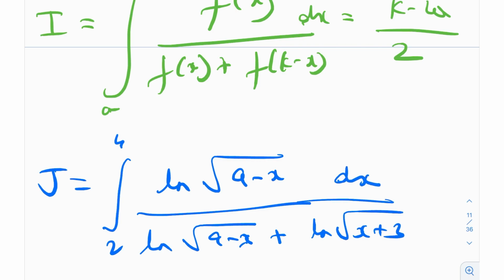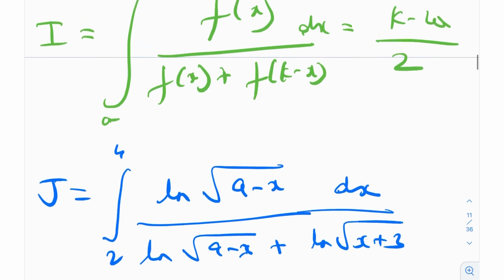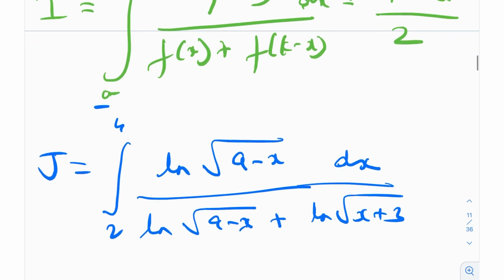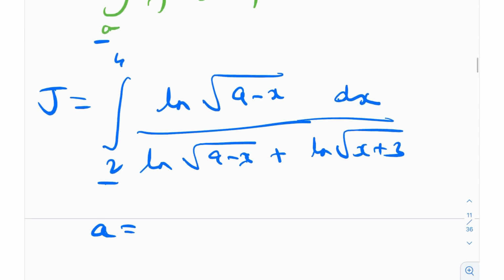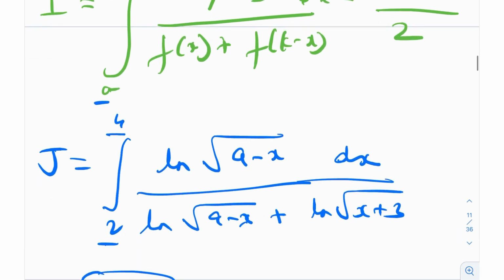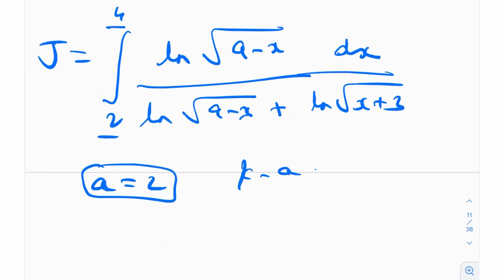Okay, very fascinating. Now, if J is basically a form of I, that would be amazing, right? Because you already know the result of I. So if J is using a similar format as I, this lower limit is a, so a needs to be 2, right? And similarly, the upper limit was k minus a, so here also k minus a needs to be 4. Since a is 2, k just becomes 6. So we know the lower limits and the upper limits over here, right?